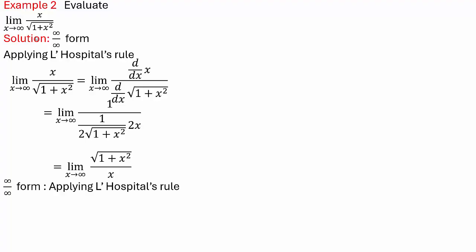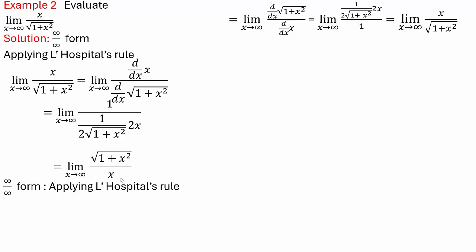Again, this is infinity by infinity form. Here f(x) becomes root of 1 plus x square and g(x) becomes x. At infinity, both functions become infinity. Therefore, this is infinity by infinity form. And hence, applying L'Hospital rule again, we will get limit x tends to infinity of d by dx of root of 1 plus x square divided by d by dx of x, which is limit x tends to infinity.